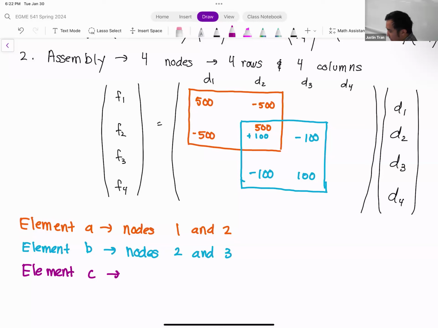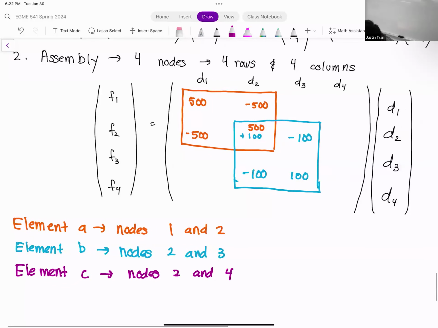All right, and then finally we have element C. So element C is the interesting one. Element C is connected to nodes 2 and 4. So unlike our first two boxes here, 2 and 4 are not directly next to each other in the matrix. And so we're going to have the second row, the fourth row, and the second column and the fourth column. If I were to box it out, it would look something like this. And so we have the second row, second column. That would be where this one is right here.